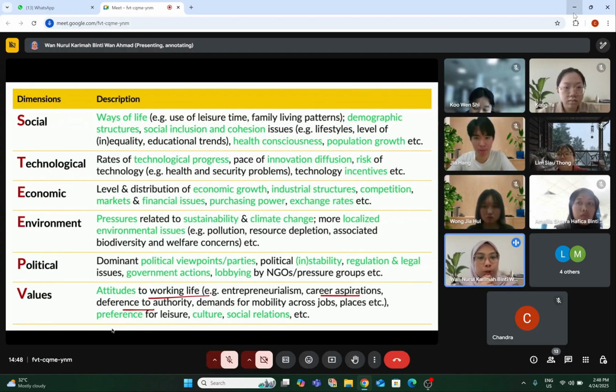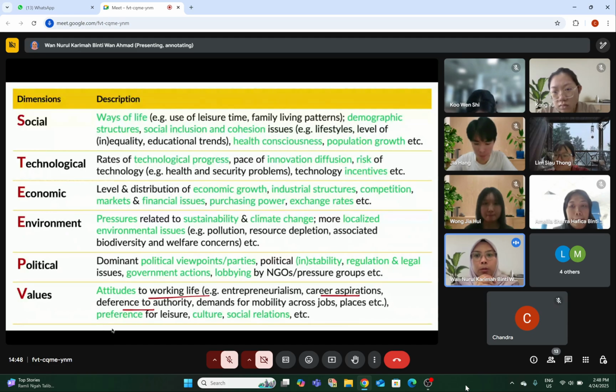Targeting kat sini, social, ways of life, demographic structure, social inclusions and cohesions, health consciousness, population growth. What else can we include in social as a factor?